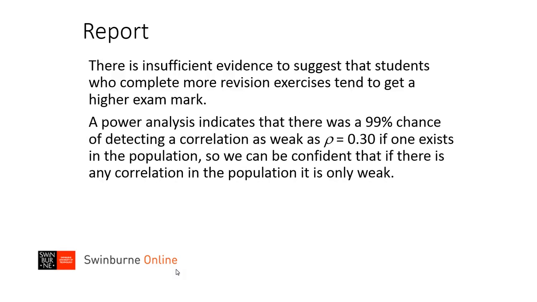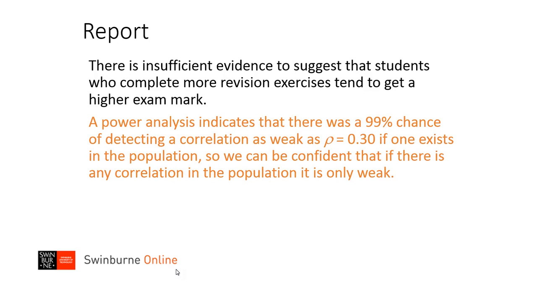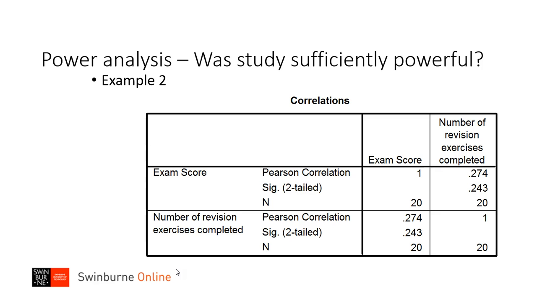There is insufficient evidence to suggest that students who complete more revision exercises tend to get a higher exam mark. And then you add that a power analysis indicates that there was a 99% chance of detecting a correlation as weak as 0.3 if one exists in the population. So we can be confident that if there is any correlation in the population, it is only weak. Okay, so that's an example where there is sufficient power. Let's have a look at an example where there isn't sufficient power.